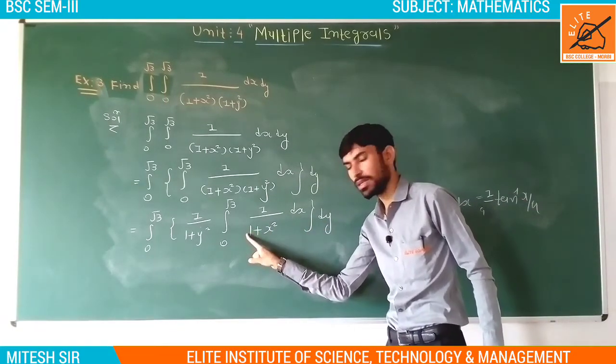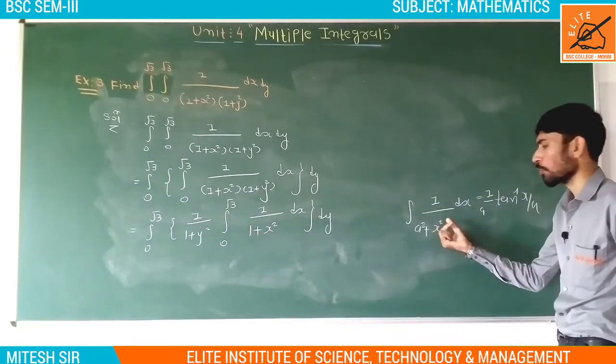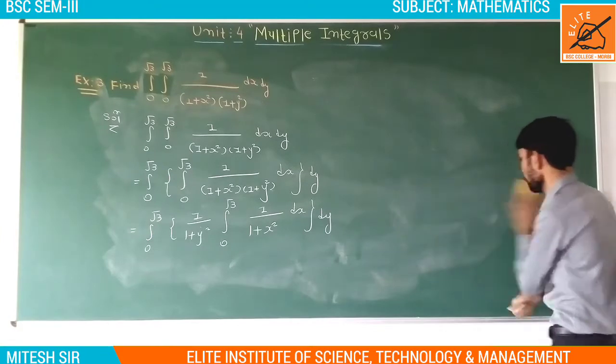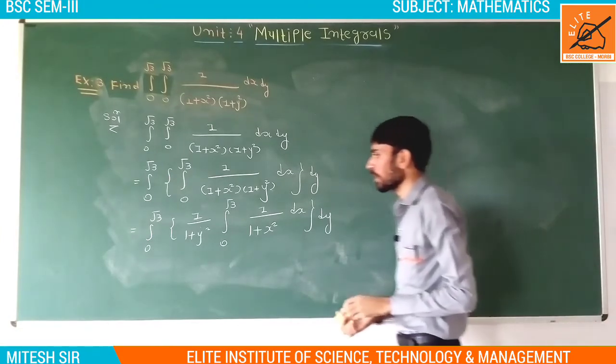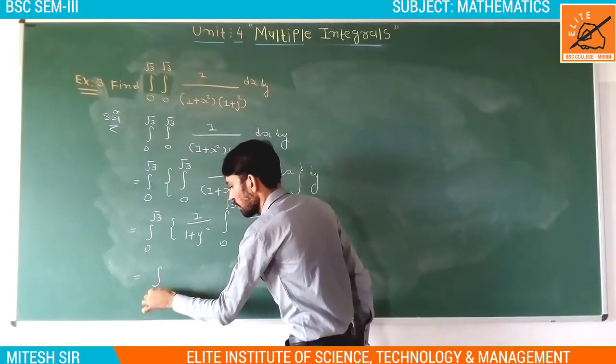So this is nothing but 1 square plus x square. So our a is 1. So here we apply this formula directly. If you know the formula then you can easily calculate the integration. So recall all the formulas of integration.